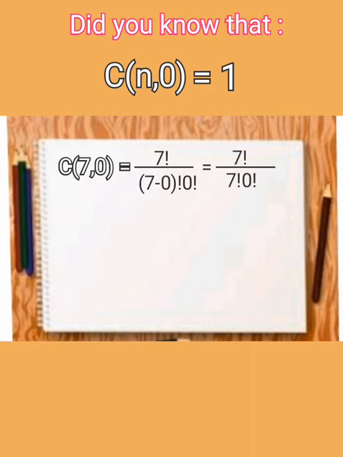Another, the combination of n things taken 0 at a time is always equal to 1. Example, the combination of 7 things taken 0 at a time is equal to 7 factorial over 7 minus 0 factorial, 0 factorial. So we have 7 factorial over 7 factorial, 0 factorial. So 7 factorial divided by 7 factorial is equal to 1.